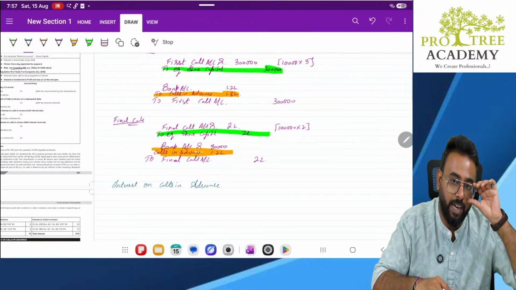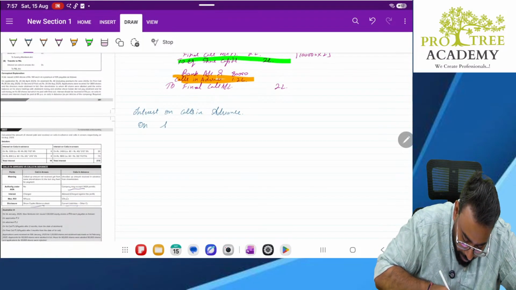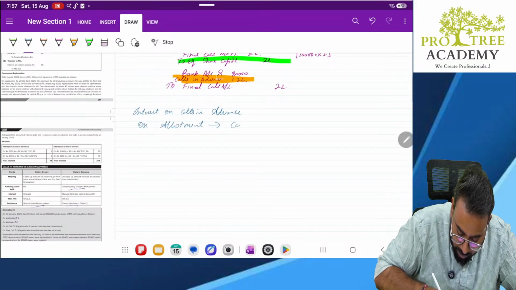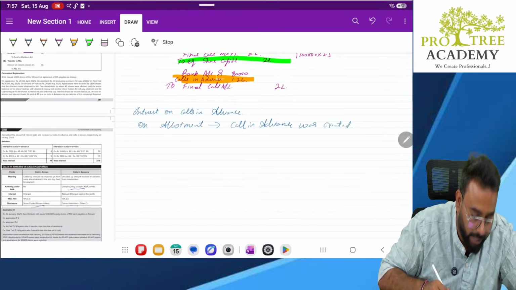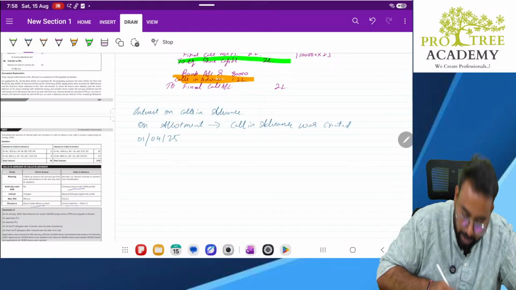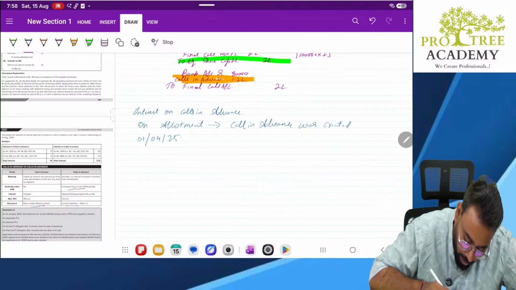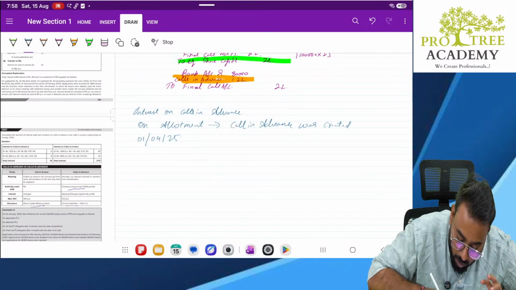Okay. When did we transfer it to calls in advance? On allotment. On allotment, calls in advance was created. Correct. When did the allotment happen? Allotment happened on 1st April 2025. Correct. On 1st April 2025 allotment happened, and calls in advance was created.